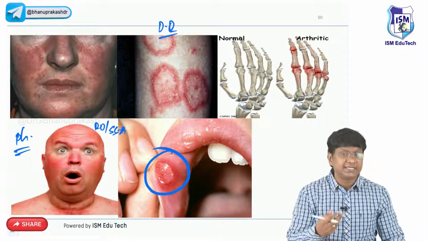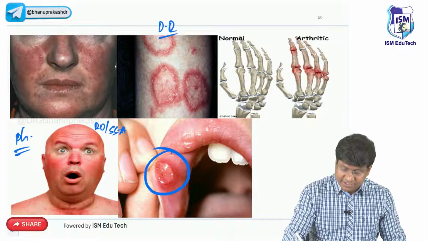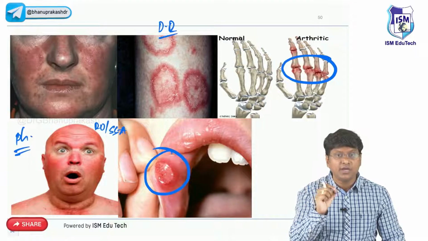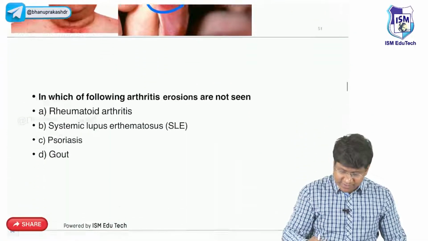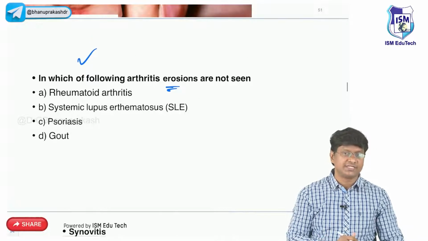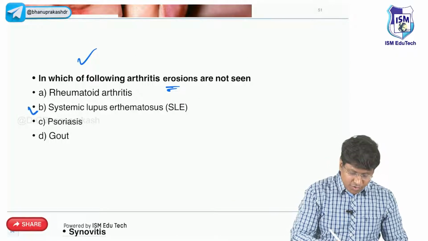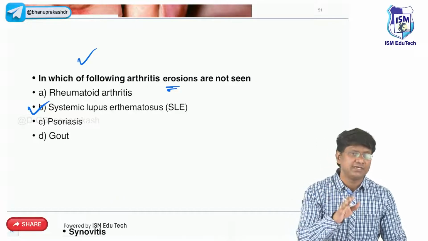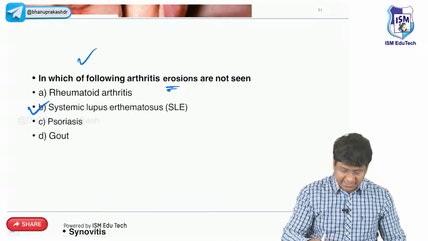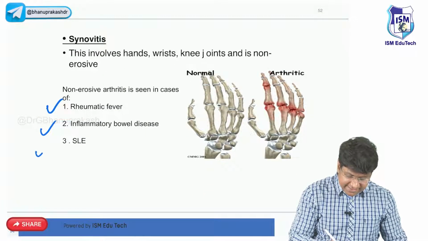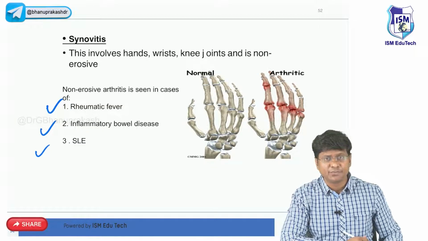Then next is the type of arthritis. In case of SLE, the type of arthritis that you will have is non-erosive arthritis. So you see this question here: in which of the following conditions are erosions not seen in arthritis? That is non-erosive arthritis. Non-erosive arthritis is seen in SLE, but not only SLE. Two other conditions where you have non-erosive arthritis are rheumatic fever and inflammatory bowel disease.